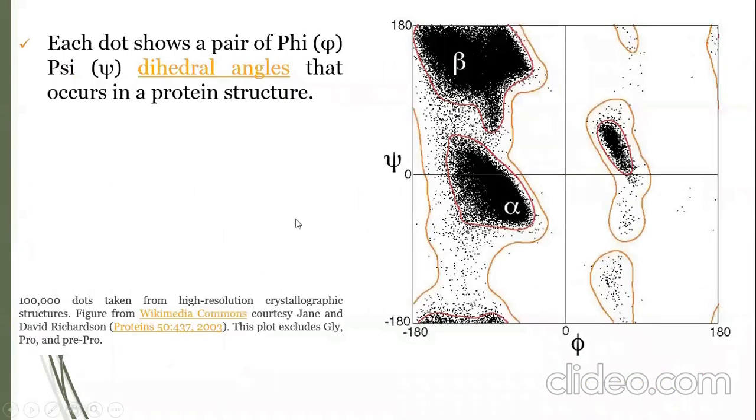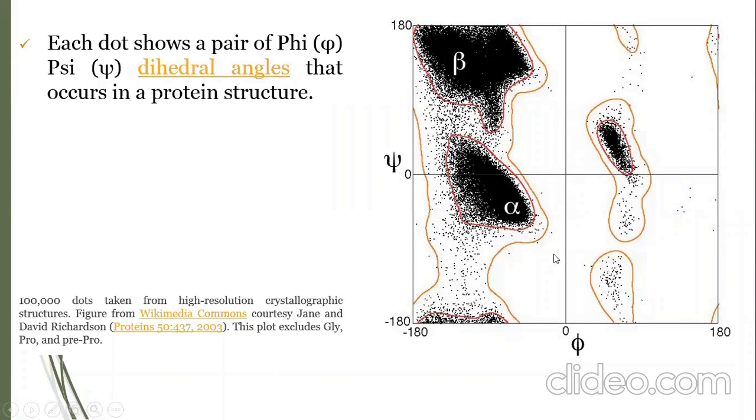Here at the Ramachandran plot, you can see each dot shows a pair of psi and phi dihedral angles that occur in a protein. Each dot represents a pair of angles, phi and psi. Where there is no dot, there is no such dihedral angle, meaning there will be no amino acid. Much of these angles lie at this position, which is beta, at this position that's alpha, and at this position.